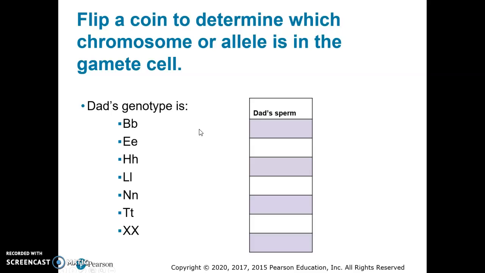What's dad's sperm cell going to contain? Again, 50% chance that it's going to be a capital B, 50% chance it's going to be a lowercase b. Flip the coin. Mark down what that letter is for dad's sperm cell. Do it for E, do it for H, do it for L, N, T.